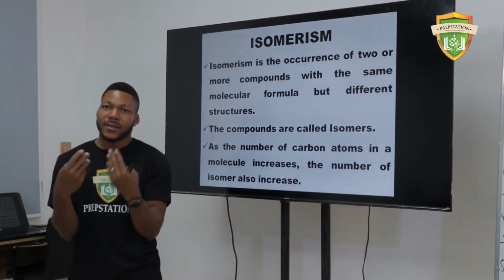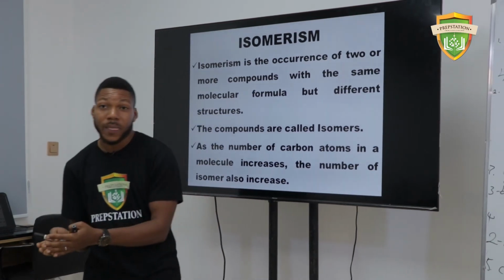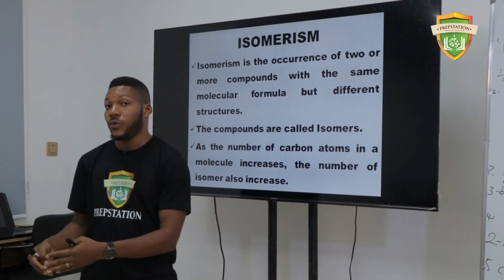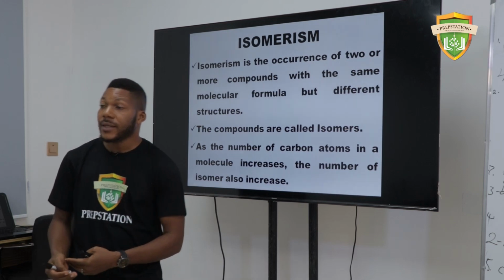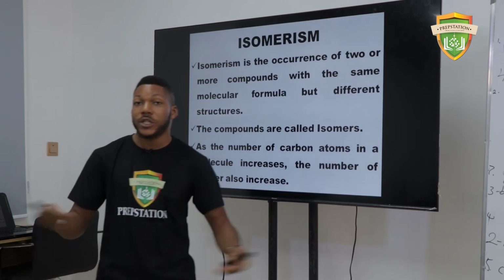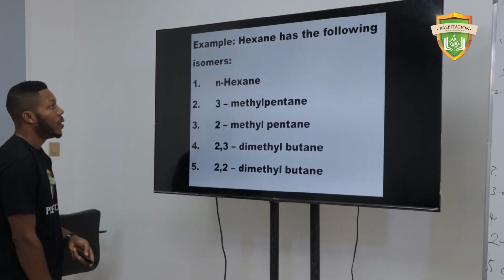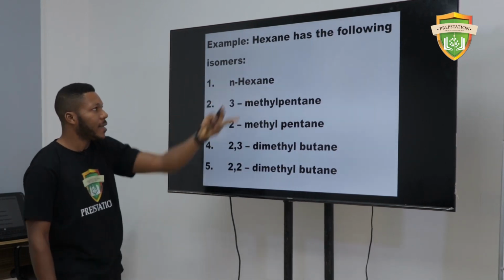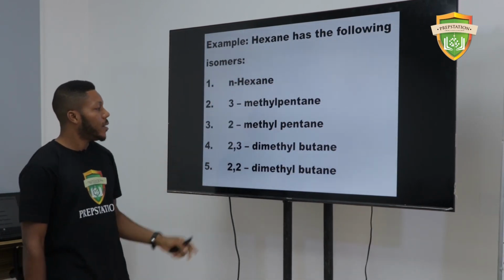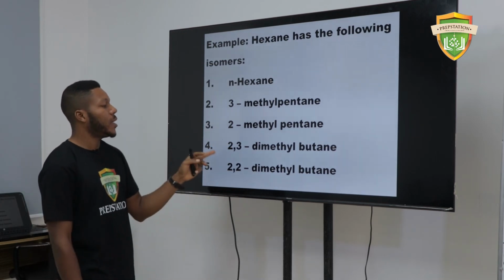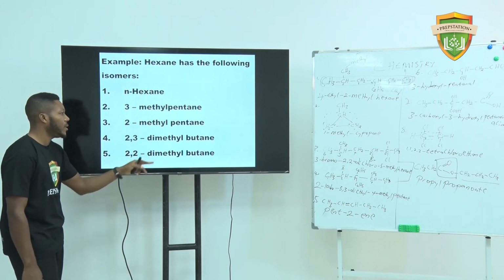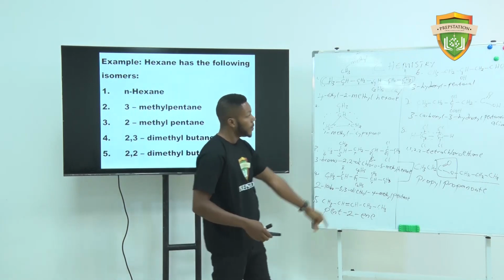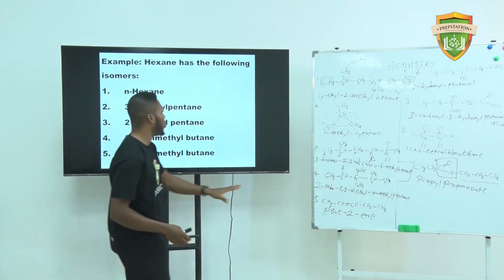For example, hexane will have 5 isomers, butane 2, and so on, because butane contains 4 carbon atoms with 2 isomers, hexane 6 carbon atoms with 5 isomers, with its normal straight chain hydrocarbons. Let's proceed. Hexane has the following isomers: n-hexane, 3-methylpentane, 2-methylpentane, 2,3-dimethylbutane, then 2,2-dimethylbutane.